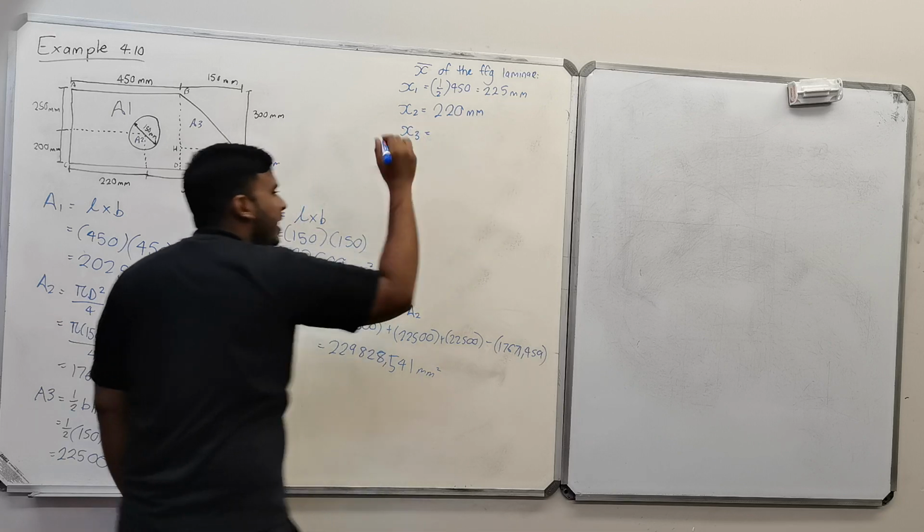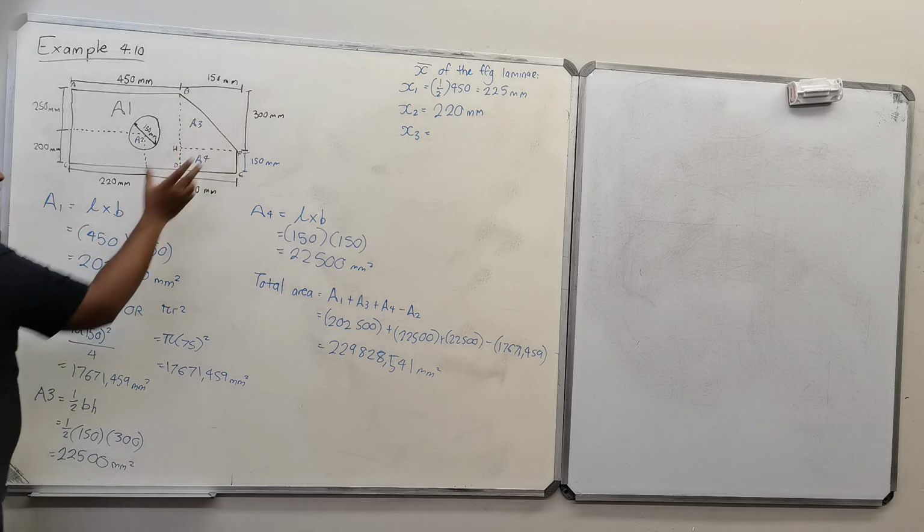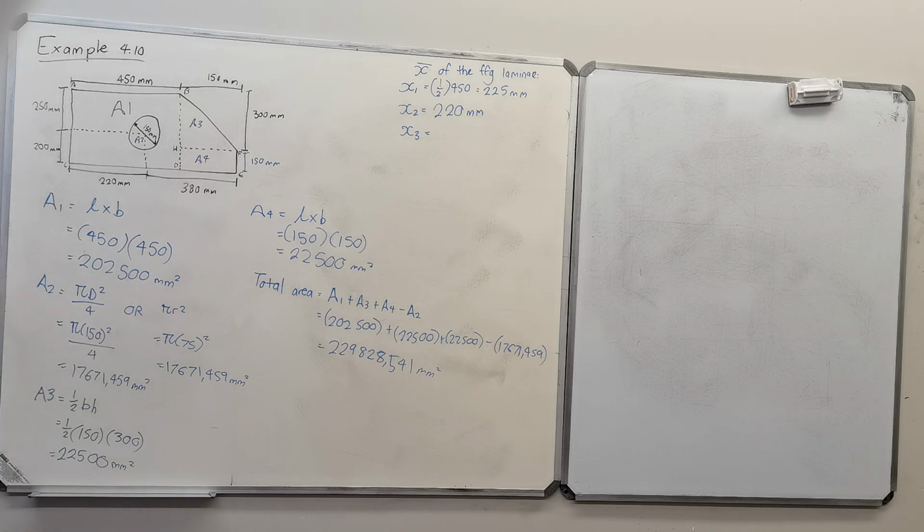X3. What is X3? What shape is that? Triangle. How do you work out the center point of that? It's a triangle, so it's a third times the base. Third times the base, yes.